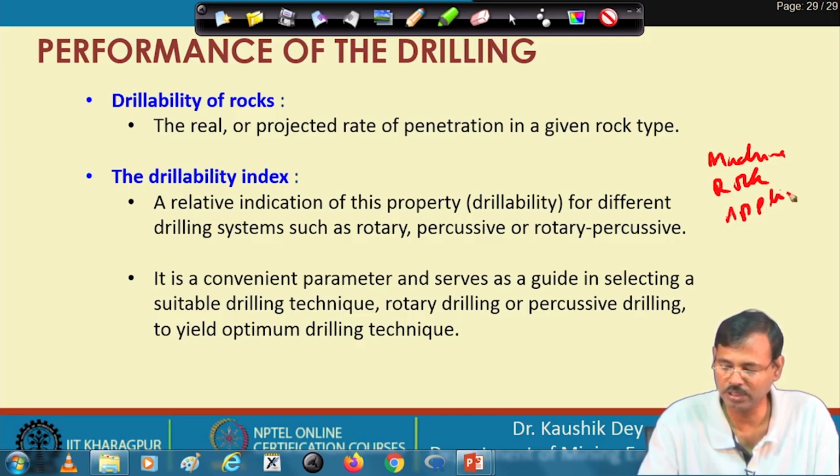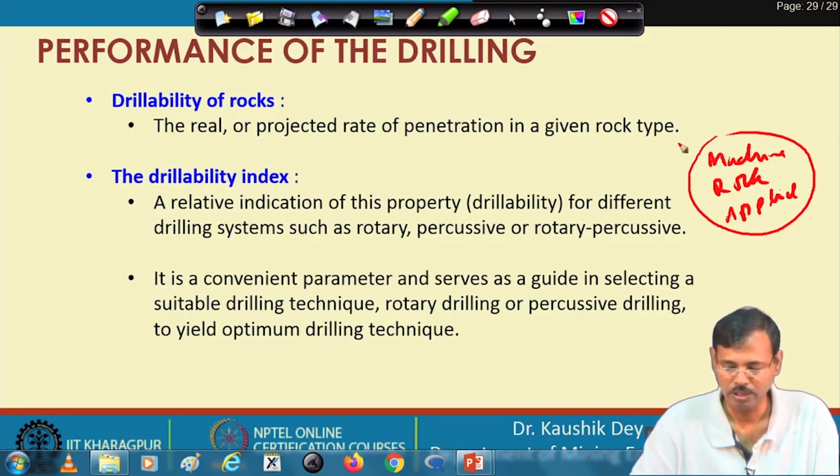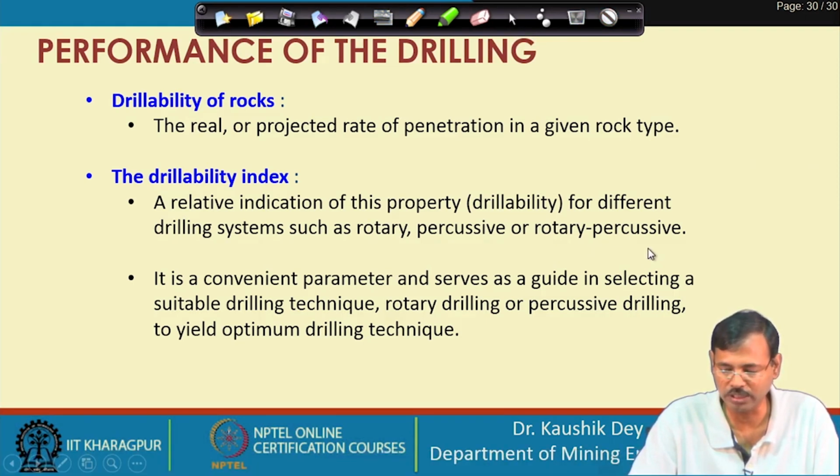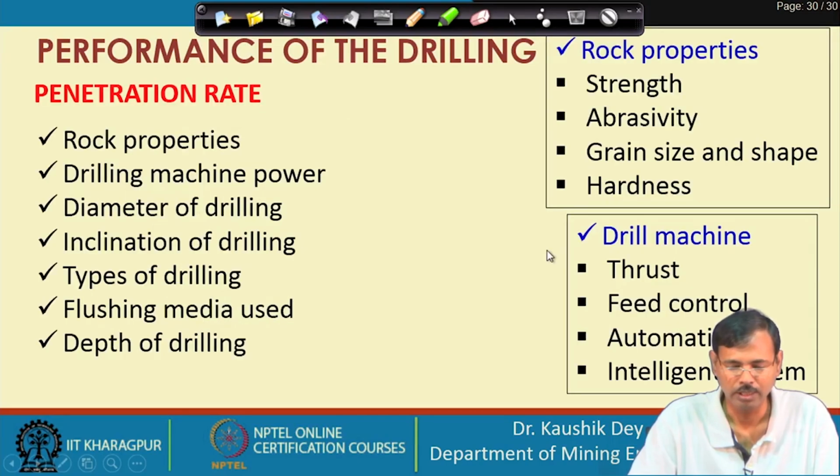As we have discussed earlier, what flushing media we are using, how much thrust we are providing, what the rock is, what bit you are using, all these are some of the controllable parameters. Depending on that, your penetration rate is governed by those parameters. Basically, drillability of the rock means estimating the possible penetration rate depending on the rock and the machine.